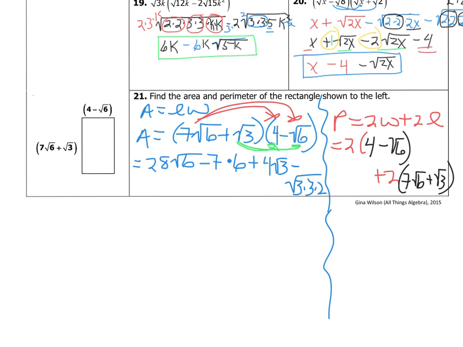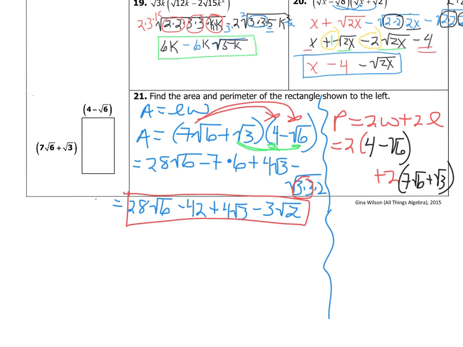So the first term, 28 rad 6, we cannot do anything with, so it stays 28 radical 6. And then negative 7 times 6 is negative 42. And I cannot do anything with the plus 4 square root of 3. But we can take out a pair of 3's out in front here, and so we get minus 3 square root of 2, because the 2 is left over. And if you look at what's left, none of these are like radicals, none are like terms. So this is an uncomfortable answer, but this is our full answer for area, and that's in units squared.